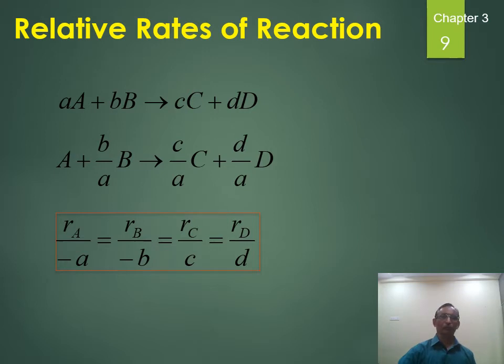Now we are going to write down the relative rates. Relative rates means A and B are disappearing, so minus Ra, minus Rb. C and D are going to form, so plus Rc, plus Rd. To compare these rates, we write down the relative rates with the help of the general equation, that is aA plus bB gives cC plus dD.